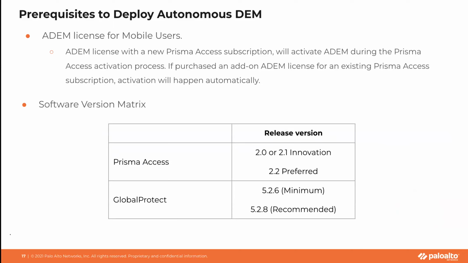If you want to deploy the ADEM solution in the environment, you should be running on Prisma Access 2.0 or 2.1 innovation or 2.2 preferred. And for mobile users, your GP version should be minimum 5.2.6 or 5.2.8, which is the recommended version.